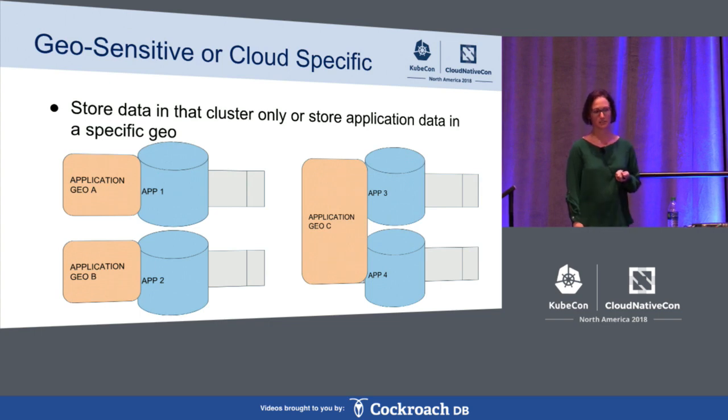We also have a pattern of geosensitive or cloud-specific. So if you're running a high-performance application, you may want to use a federation pattern to keep that type of persistent volume that's native to that cloud, or the default storage class, as what you're going to store your data within. And we'll actually show you that within our demo.